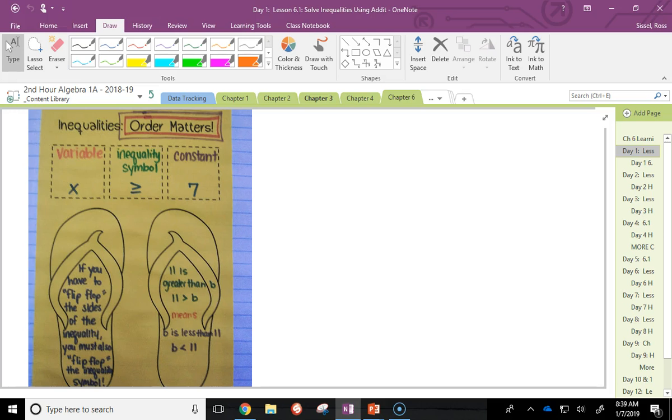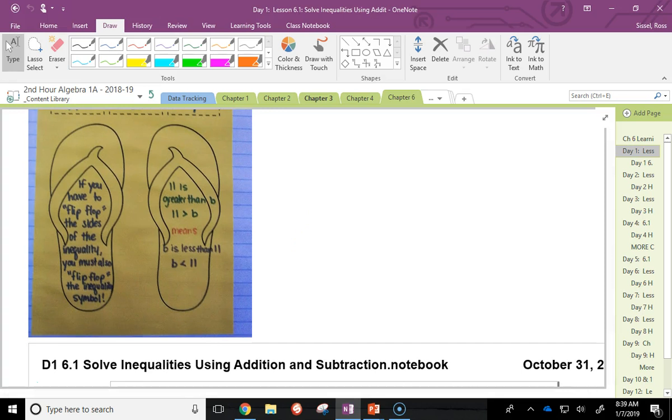What we're putting in our notebooks is going to be the key information from the lessons. Okay? So, inequality, order matters. When you have your variable, like x, and my inequality symbol greater than or equal to 7, if you have to flip-flop the sides of the inequality, you must also flip-flop the inequality sign.